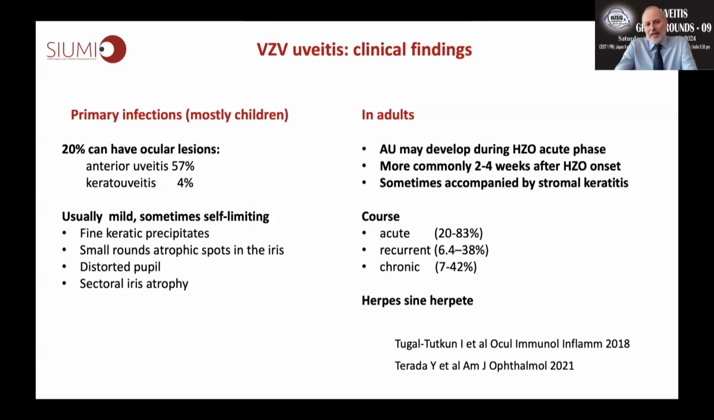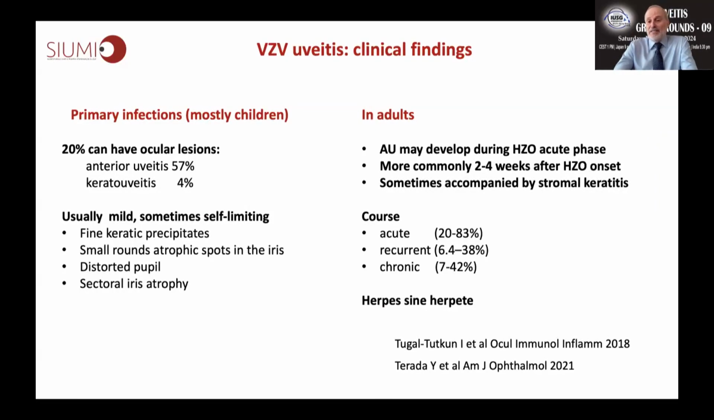We have to divide them into primary infection, mostly seen in children and in adults. 20% of patients with primary infection can have ocular lesions, and 50% of these are anterior uveitis or keratouveitis. Usually it is a mild uveitis, sometimes also self-limiting, and it can appear with fine keratic precipitates, small round atrophic spots in the iris, distorted pupil, and sectoral iris atrophy as well, like HSV.